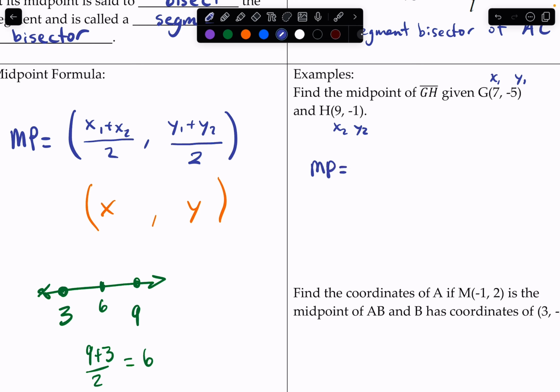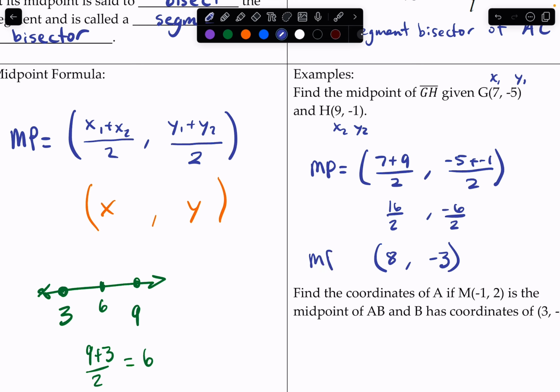The midpoint is going to be (7 plus 9) over 2, comma, (-5 plus -1) over 2. All right, 7 plus 9 is 16. 16 over 2, which of course is 8. And then -5 plus -1 is -6. -6 over 2 is -3. And sure enough, the midpoint between these two points on a coordinate plane, the midpoint of the segment GH, is (8, -3).